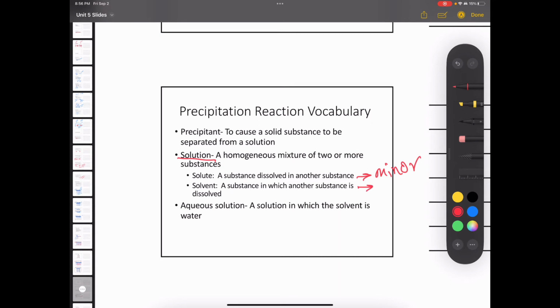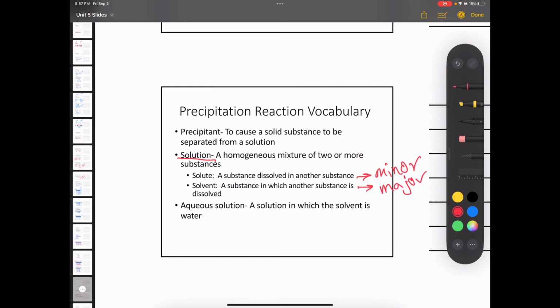So going back to the example of coffee and a creamer, the coffee will basically be the solvent, and the creamer will be the solute. Okay, so the solvent is a substance in which another substance is dissolved. An aqueous solution is a solution in which the solvent is water. So in any reaction where the medium is water, we consider that one an aqueous solution.